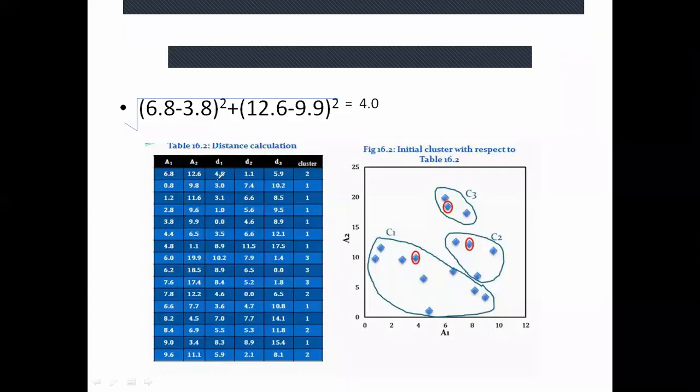Okay. So you need to compare these three now. That means this data point has a distance of 4 from C1, 1.1 from C2, and 5.9 from C3. Out of these three, which one is minimum? This one. That means this data point belongs to cluster C2. Is it clear? Any doubt in this? Is it clear how to find which cluster each data point belongs to, whether C1, C2 or C3?